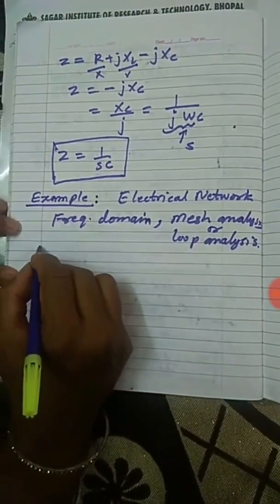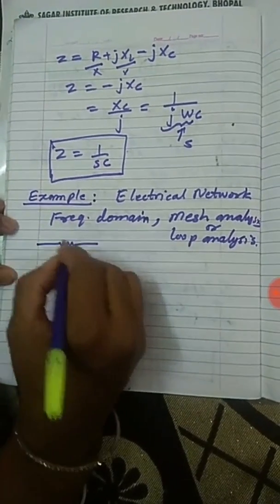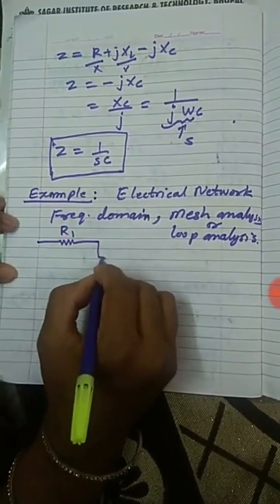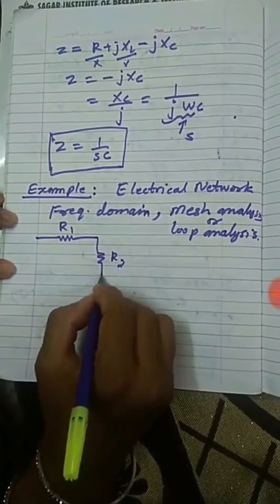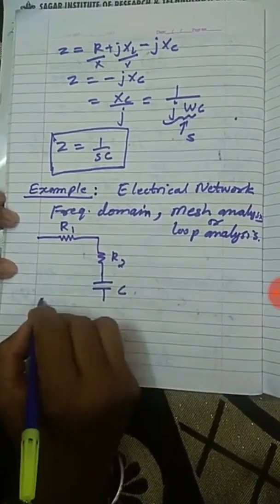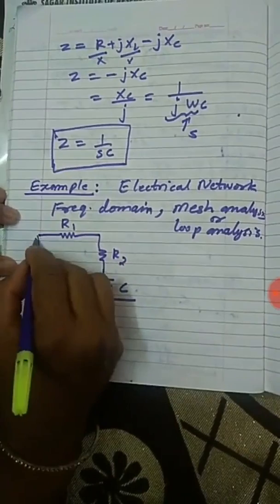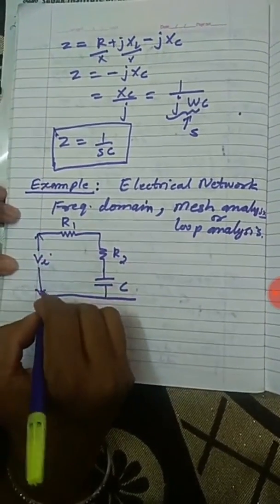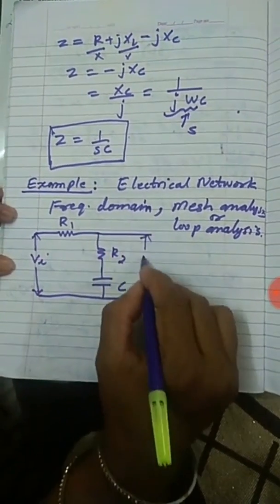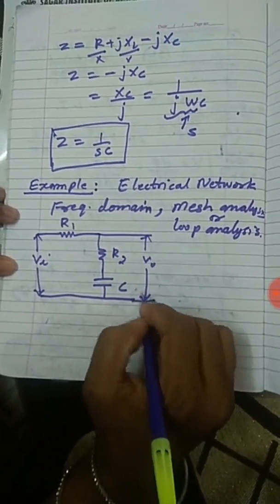So for this purpose I am considering one network. This is R1, R2, capacitor C. I am taking voltage VI here, that is input voltage, and the output voltage across resistance R2 and capacitor.